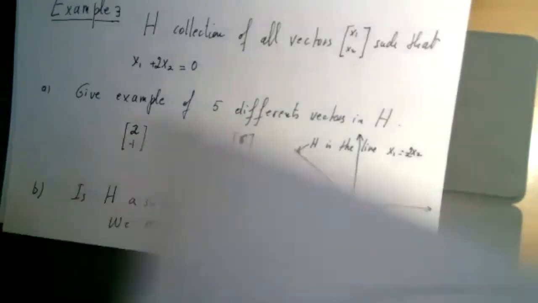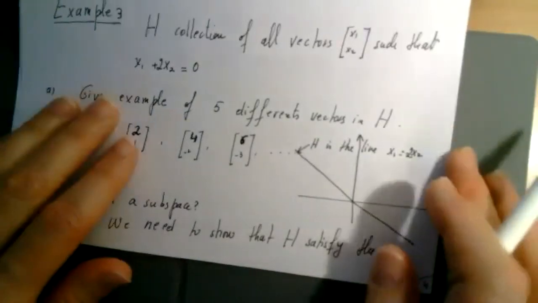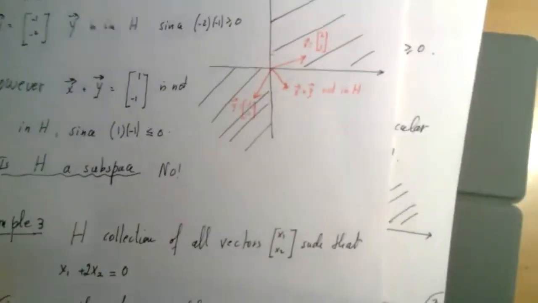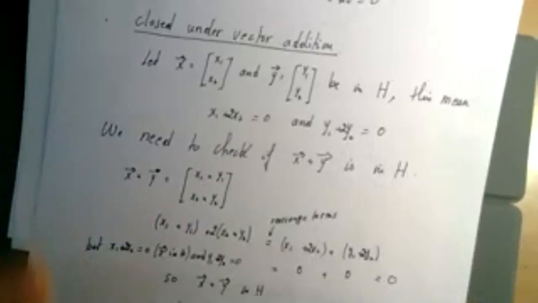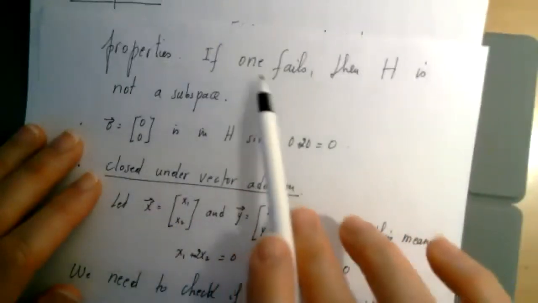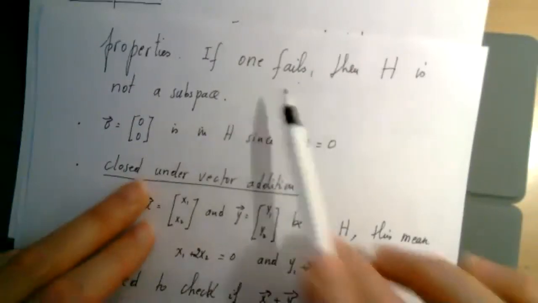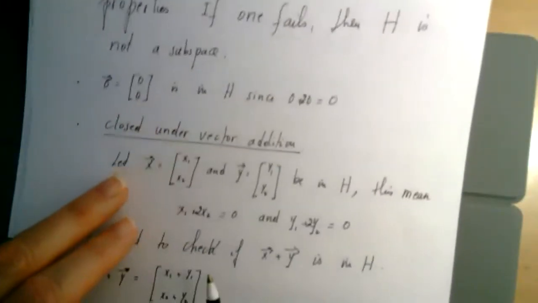Now question number 1: is H a subspace? We need to show that H satisfies all the 3 properties of the subspace. So we have to show that it satisfies all the 3 properties. And if one fails, either 0 not in H, or scalar multiplication fails, or vector addition fails, if one fails, then H is not a subspace. So we're going to check every one of them.